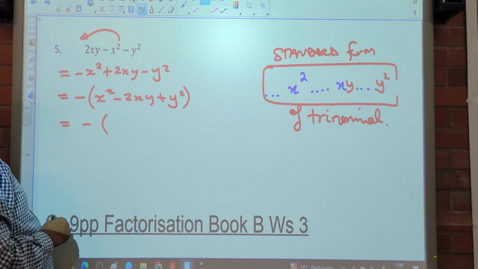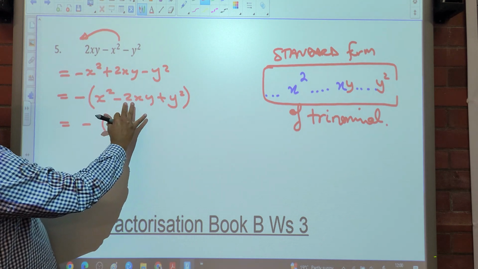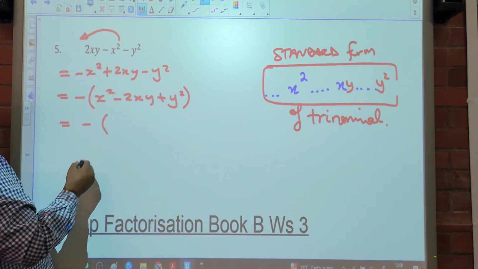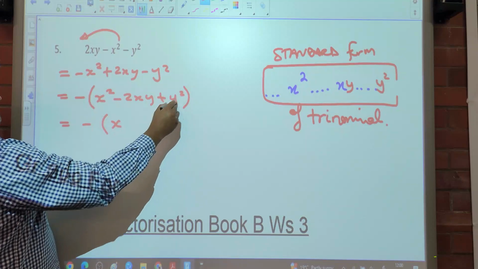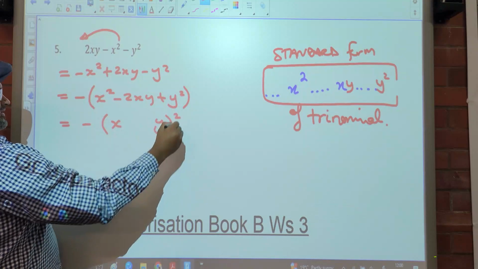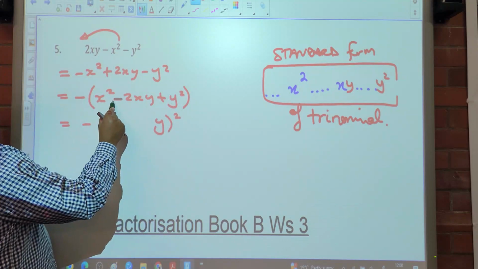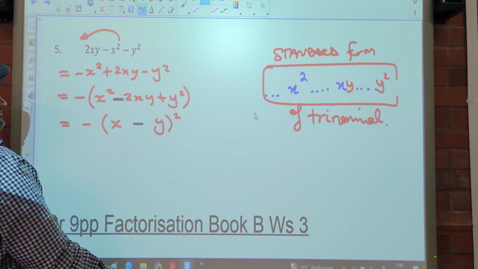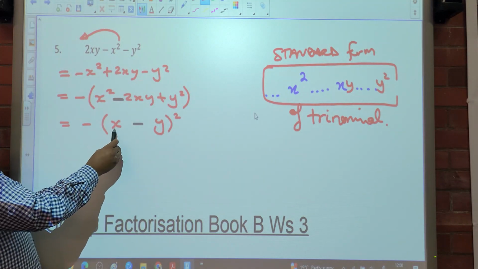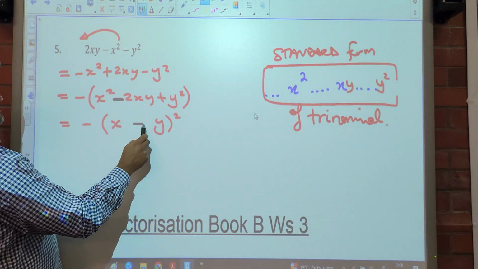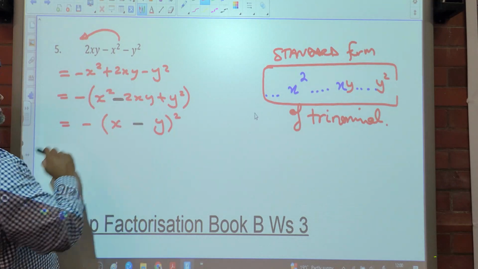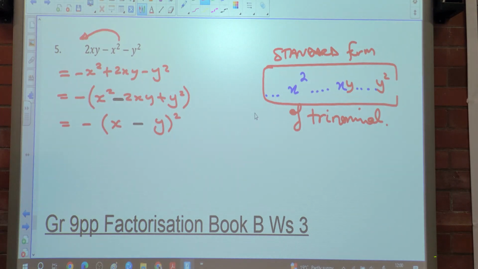So it's negative into 3 terms, yes. First and last term are perfect squares. So what's the square root of x squared? x. And the square root of y squared? y. But your middle term is minus, so there goes minus. And I can test it with the middle term. x times negative y is negative xy, times 2 is negative 2xy. Okay.